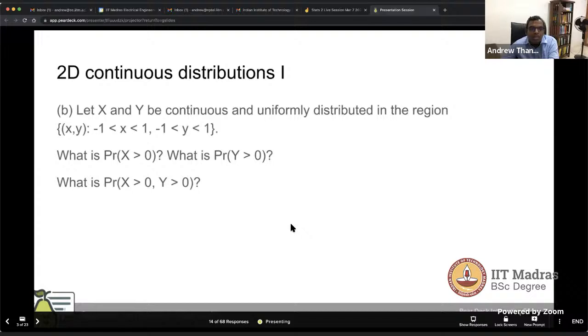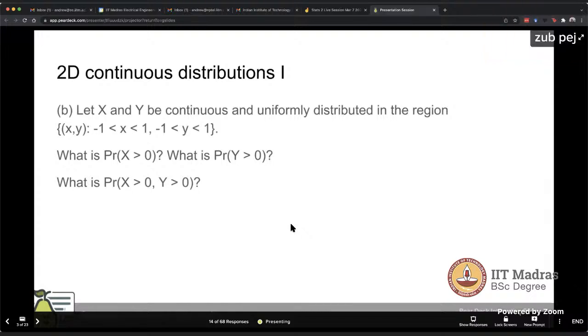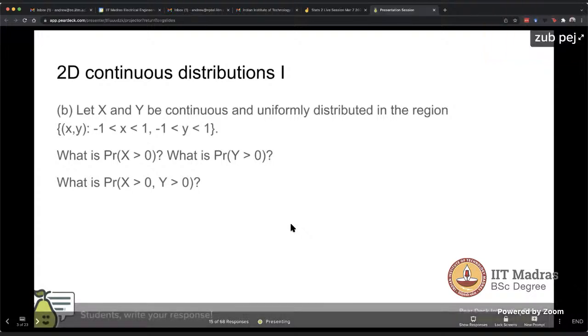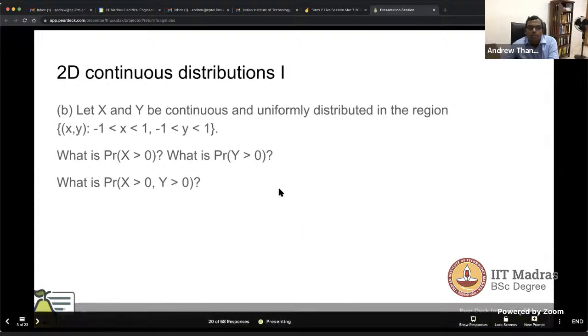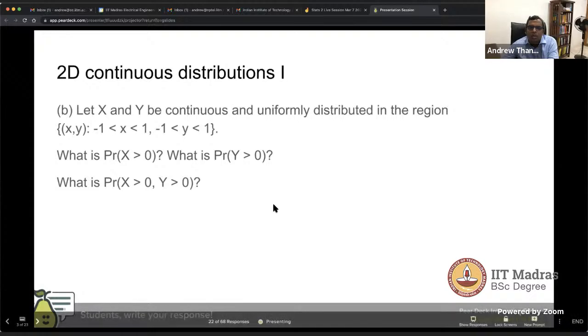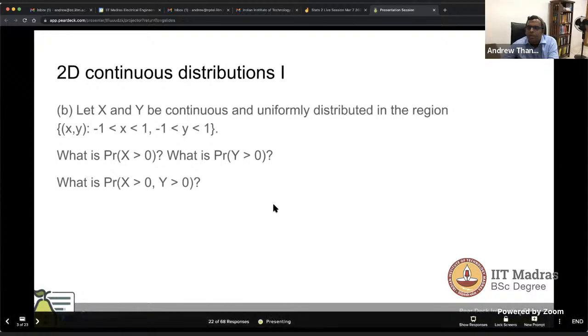All right. Any responses here for this question? So now this is the same distribution. We are asking for the probability that x is greater than 0 and y is greater than 0, some sort of a joint probability, right? So these are sort of bread and butter basic calculations with distributions just to get a sense of how the probabilities would work.